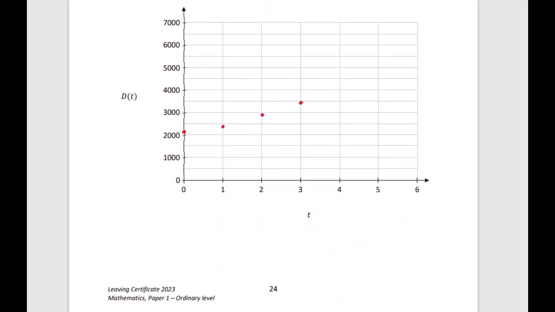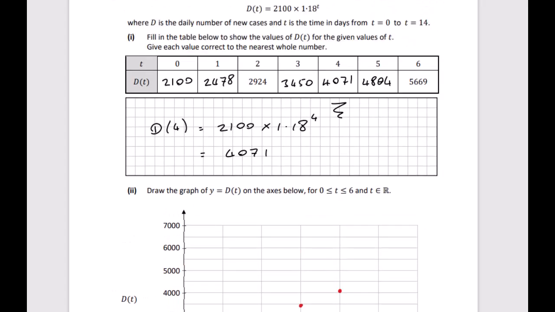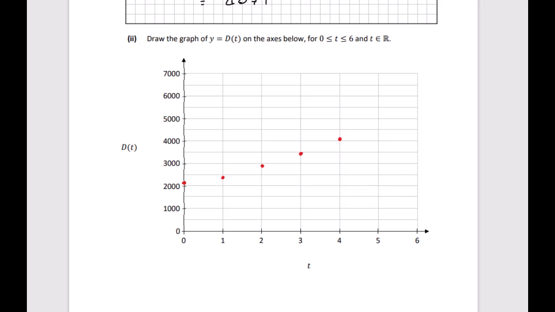4071. So 4071 will be somewhere around there. 4804 is next, so 4804 will be around here. And the last one, 5669 will be somewhere around here. So you just got to connect those up then. It's going to be some kind of a curve anyway. It's not a straight line. And that's it. Draw the graph of y is equal to d of t.